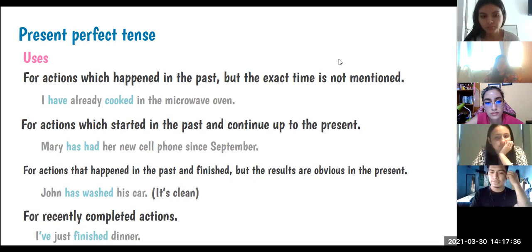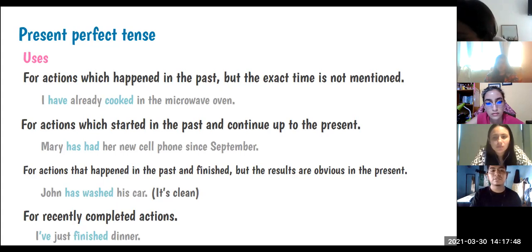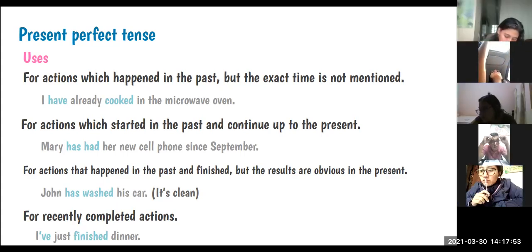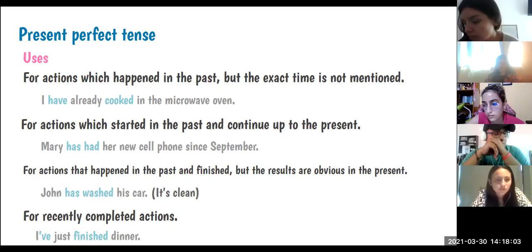For actions which started in the past and continue up to the present. What can you say here? I have lived in my house since 2000. Okay, since. Yes. I have lived in my house since 2000. Okay, good. Anybody else?